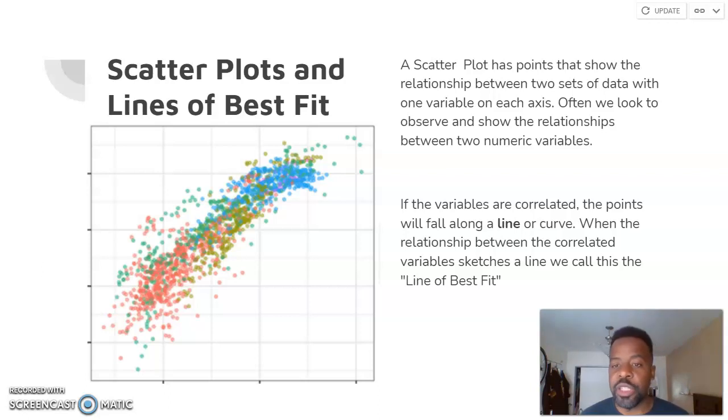Often we look to observe and show the relationship between two numerical variables. And if the variables are correlated, the points will fall along a line or curve. And when the relationship between the correlated variables sketches a line, we call this the line of best fit.